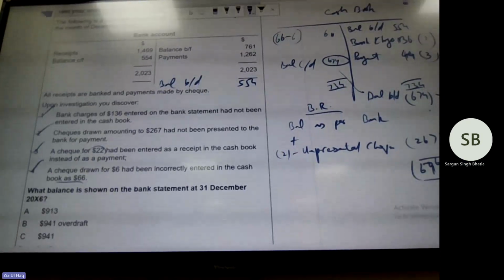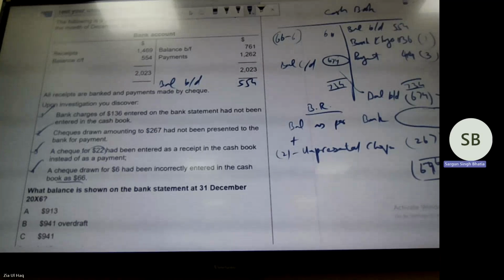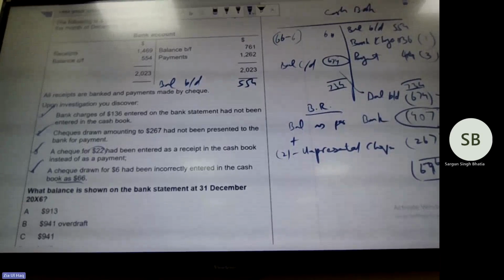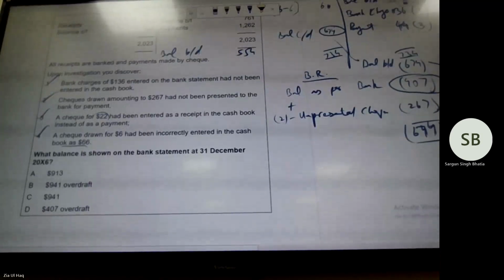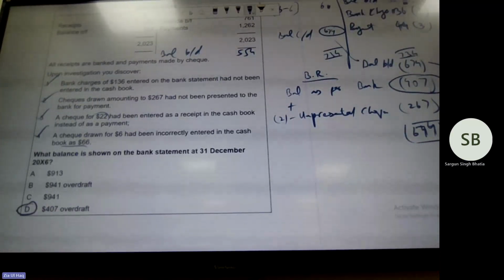So what could this balancing figure be? Can you calculate that? What could this negative balance be? 407. Is 407 positive or negative? Negative, sir. So is there any option of 407 negative balance? 407 overdraft. Yes, a negative balance in our bank means overdraft. A positive balance means we have cash at bank.